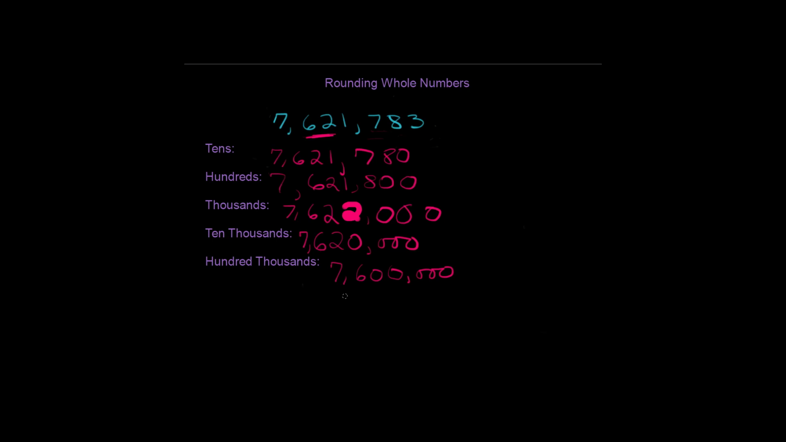In this case, 7,600,000 is less than 7,620,000. That's also less than 7,622,000. Okay, so just kind of following that pattern of we have 5 zeros, 4 zeros, 3 zeros, 2 zeros, and 1 zero.